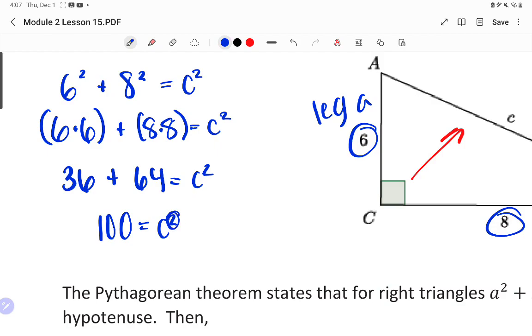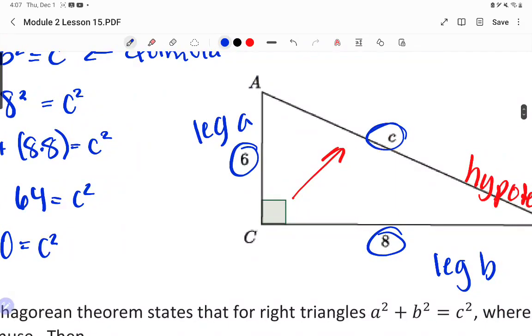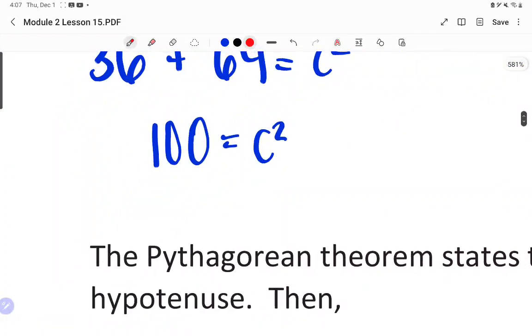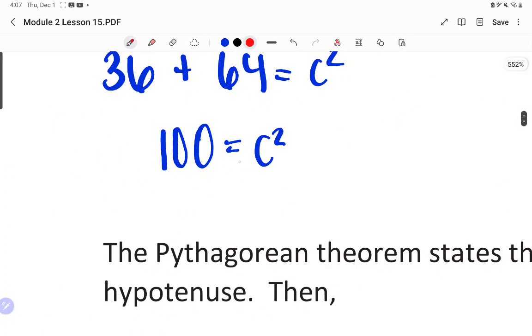So we still have this c squared right here, but we're not looking for c squared. We're looking for c over here. We're looking for this c right here. So how do you get rid of this c squared? Well, there's this thing called a square root. The square root is the exact opposite of what a square is.